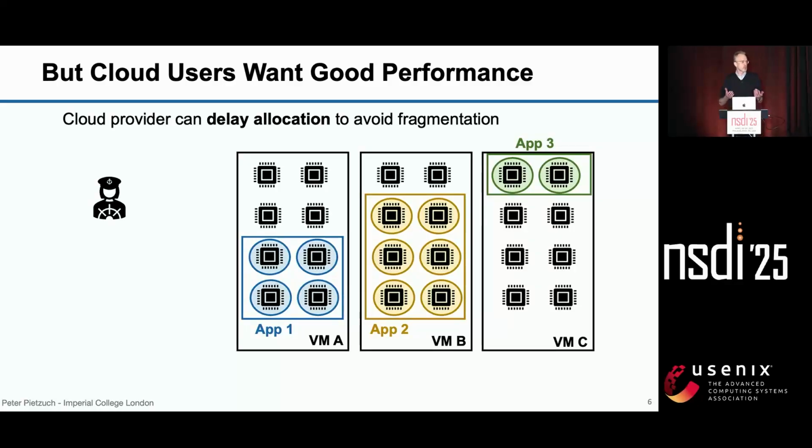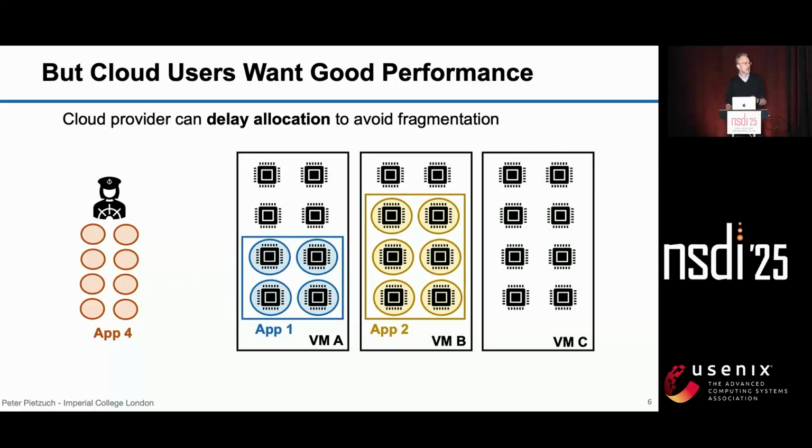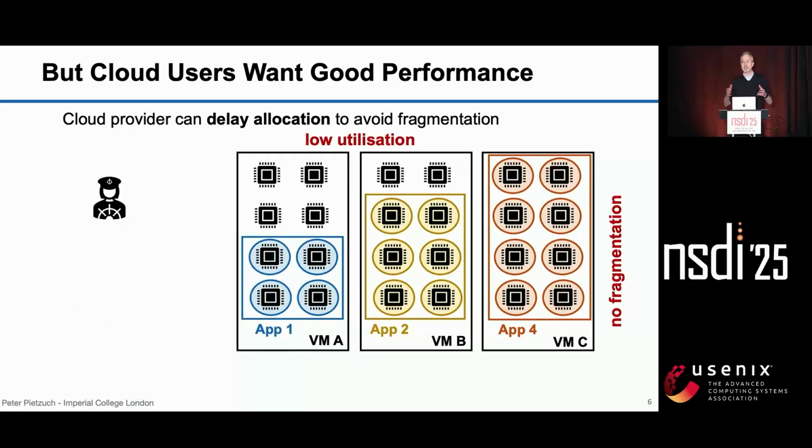So cloud users want good performance. How can we avoid this problem? Well, one thing that the cloud provider could do is delay the allocation to avoid fragmentation. When this application 4 comes along, instead of immediately allocating it, the cloud provider could wait until application 3 has finished, released its resources, and they could then place all of application 4 on VM C. Now they've avoided fragmentation, but they've reduced the utilization of their infrastructure. That is not what the cloud provider wants.